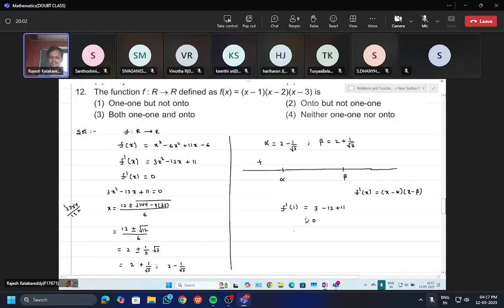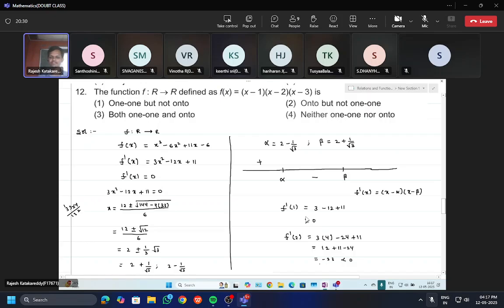So next, take any value in between these two. I can see the value is 2 only. One is 2 minus, another is 2 plus. Now take 2 here. How much is f dash of 2? This will be 3 into 4 minus 12 twos are 24 plus 11. We have 12 plus 11 minus 24. We have minus 23. That is less than 0, so write minus here.